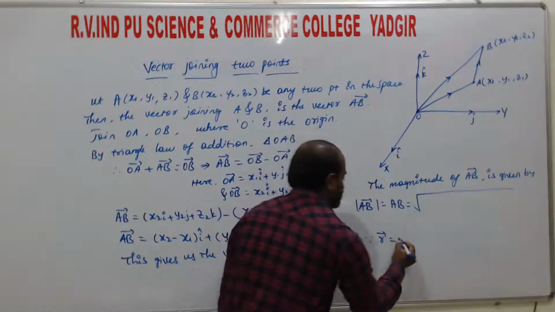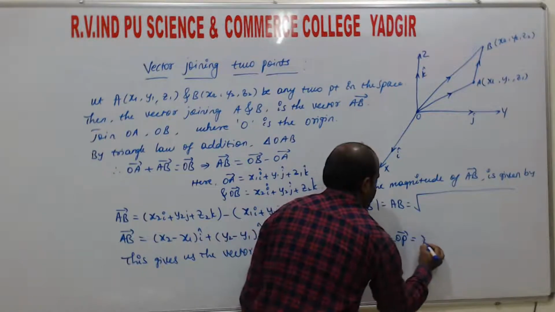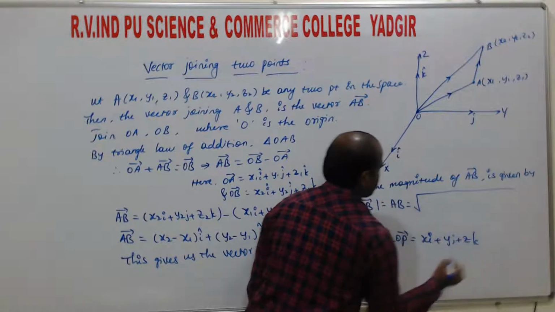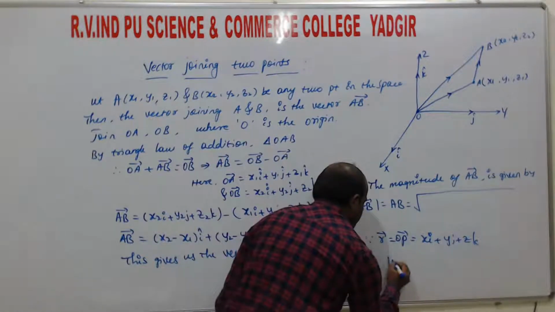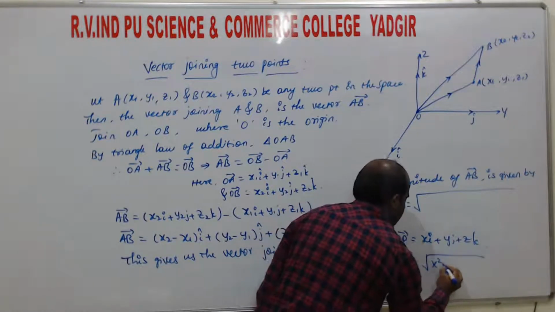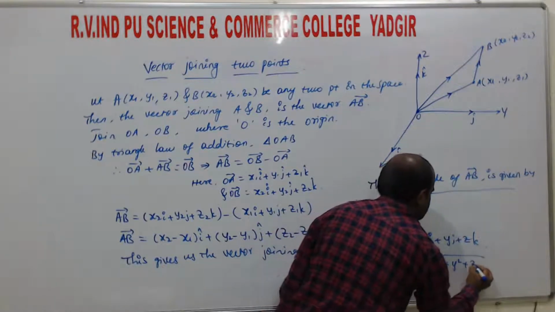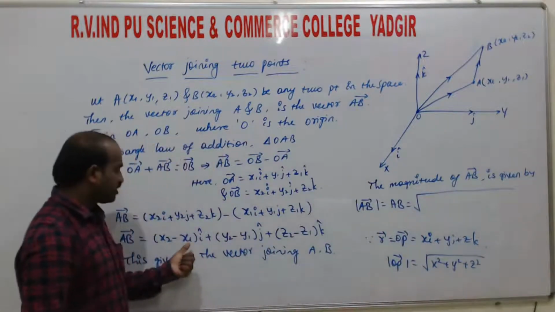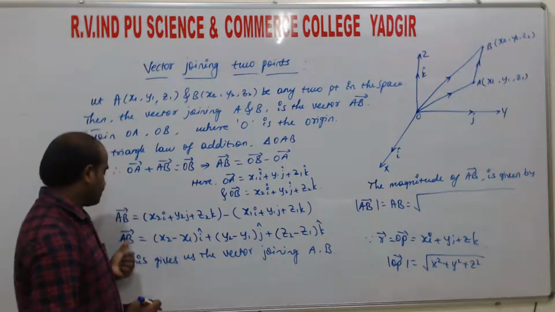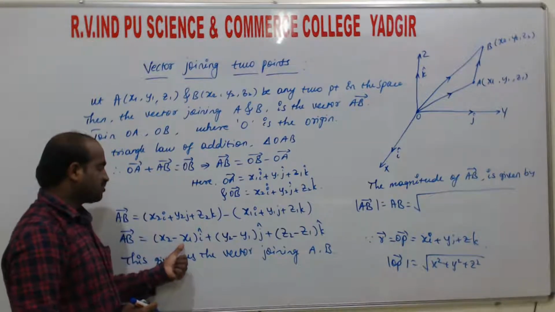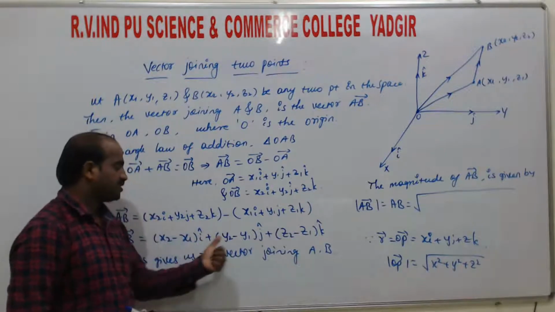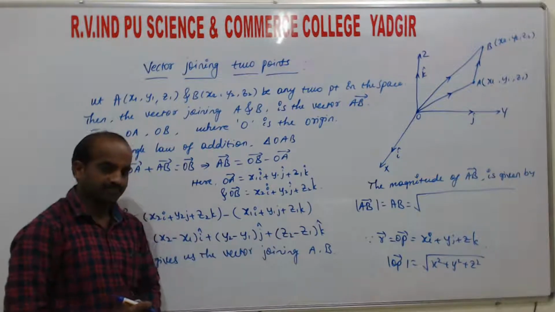to OP vector in the components form xi plus yj plus zk. Then the magnitude of OP vector is root of x square plus y square plus z square. This is also the components form. AB vector is equal to, this is the form xi plus yj plus zk.